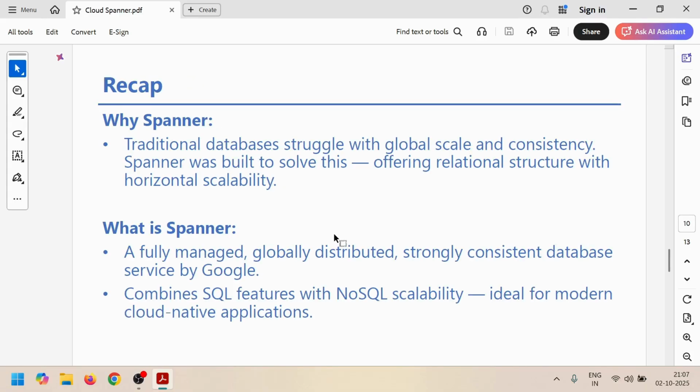So let's have a recap of what we have learned so far. We have seen why Spanner. Traditional databases struggle with global scale and consistency. Spanner was built to solve this, offering relational structure with horizontal scalability. We also saw what is Spanner. It's a fully managed, globally distributed, strongly consistent database service by Google. It combines SQL features with NoSQL scalability, which is ideal for modern cloud native applications.